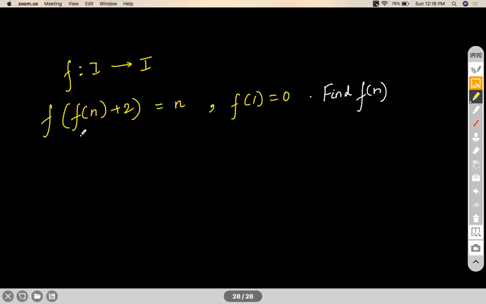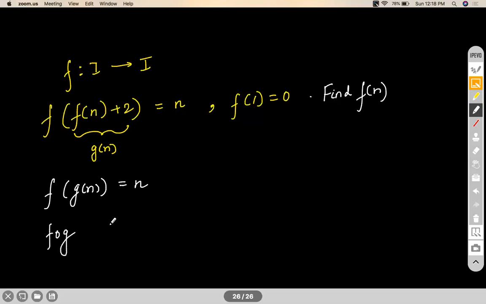If you call this inside function as, let's say, g of n, that means you are writing something like this. Correct. Okay. Now this is something which we call as FOG function, isn't it? So FOG function is equal to N, right? We know that F of X is equal to X kind of a thing. This is a 1-1 and onto function.